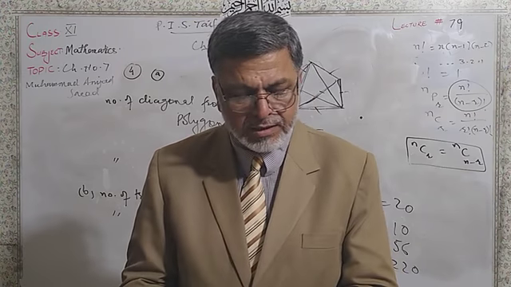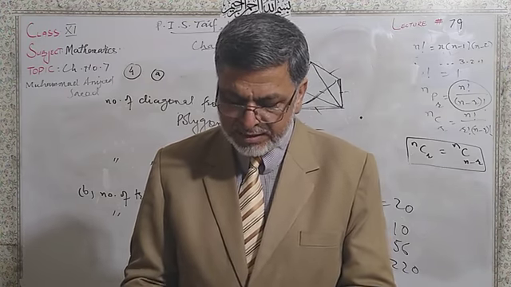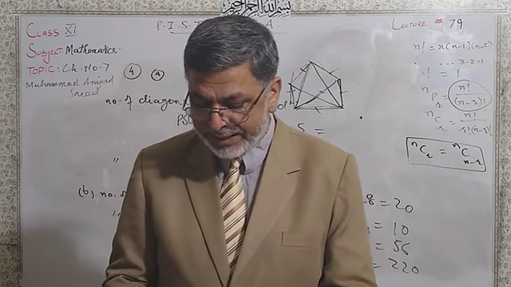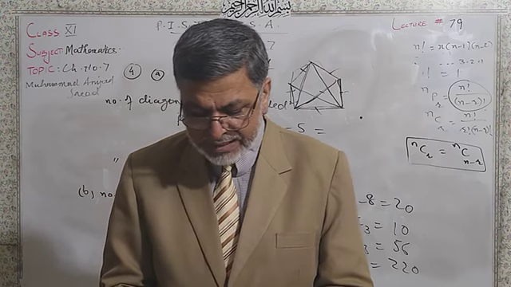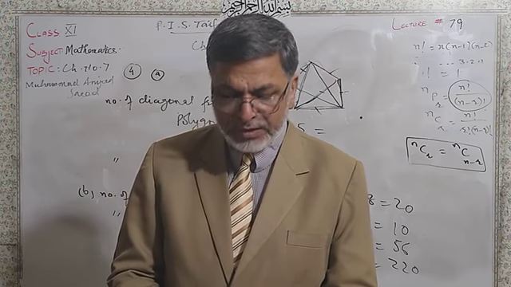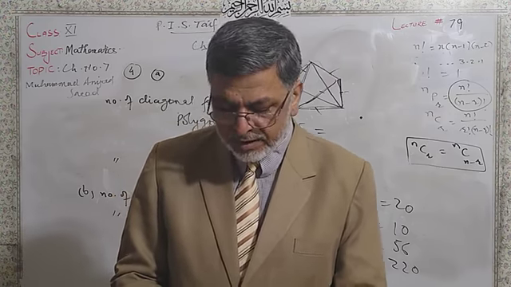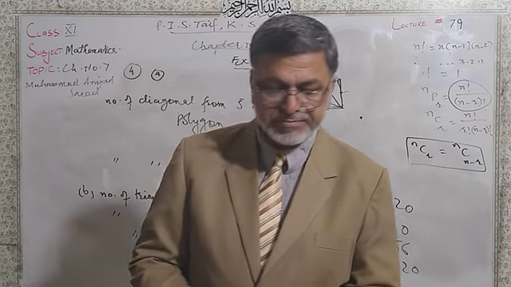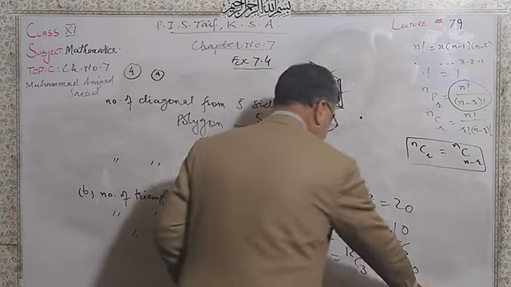After that, question number 5 is: the members of a club are 12 boys and 8 girls. In how many ways can a committee of 3 boys and 2 girls be formed?